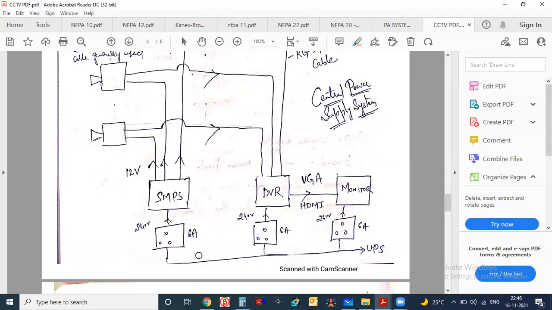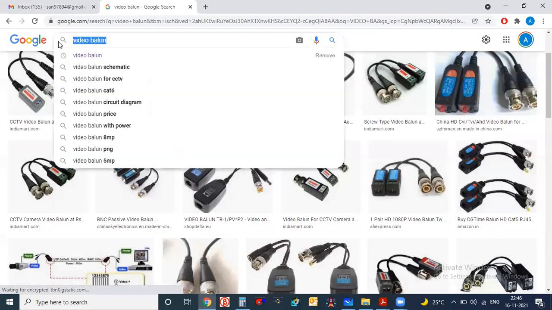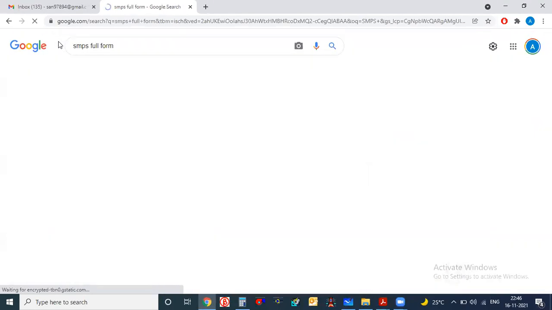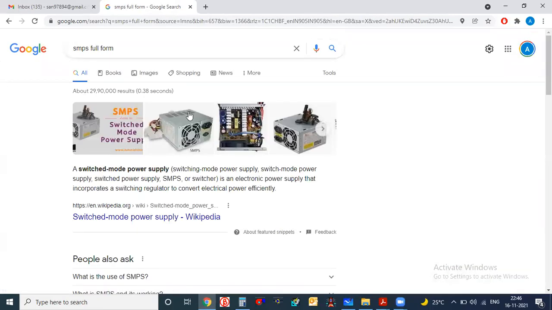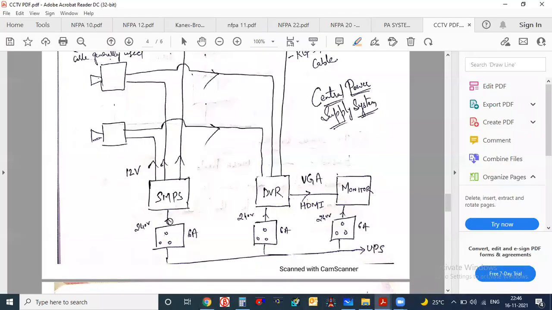Actually, SMPS is a technical term. Actually, even I don't know the SMPS full form. Let us see, because it is an electrical term actually. Switch mode power supply. Normally we use it for our computers. The CPU power unit is nothing but SMPS. Maybe this is an AC to DC converter. Yes, to convert the voltage also. See here also voltage is converted.